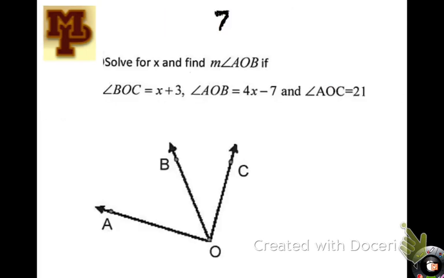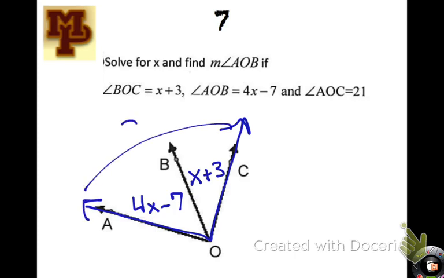Okay, for this one, we want to label what we're given. So BOC is x plus 3, and then AOB is 4x minus 7. And then it told us that AOC, which is this whole angle, is equal to 21. So that helps us set up our equation because we know that we could add those together.